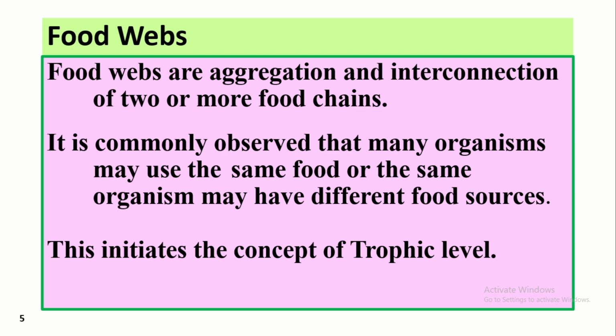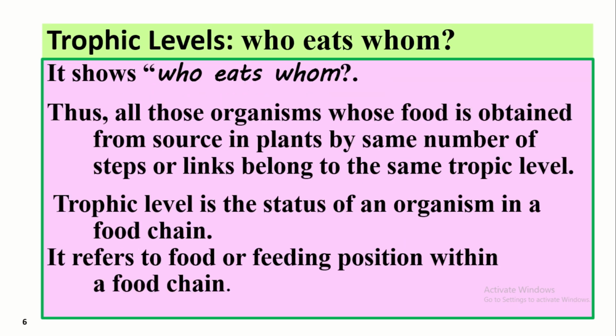It is commonly observed that many organisms may use the same food, or the same organism may have different food sources. This initiates the concept of trophic level. Trophic level means who feeds whom. This was the first line we started in this lecture. Thus, all those organisms whose food is obtained, derived, or maintained from plants, plants being the source, by the same number of steps or links belong to the same trophic level.